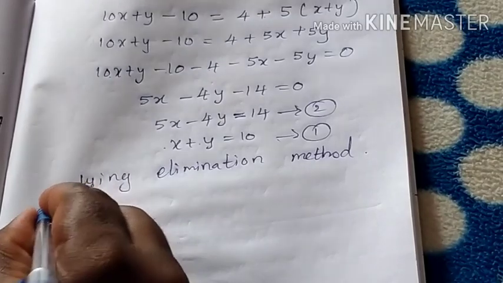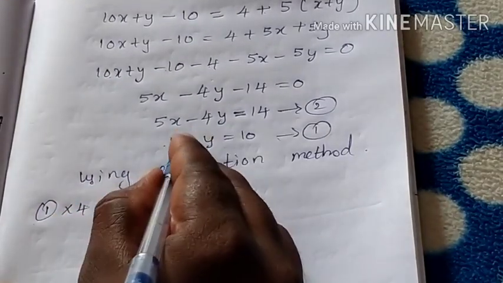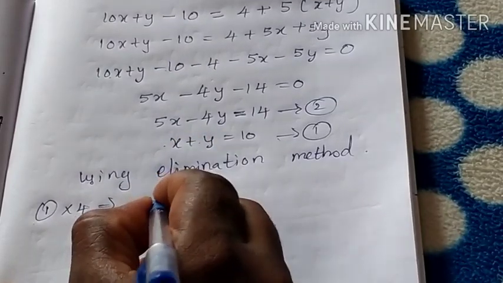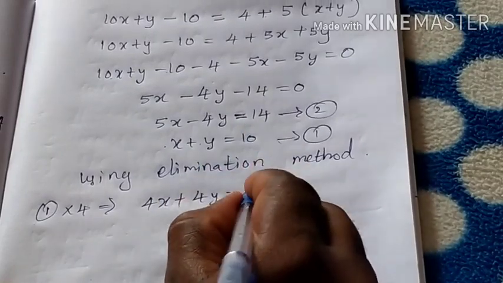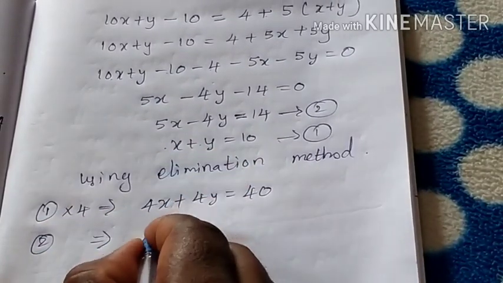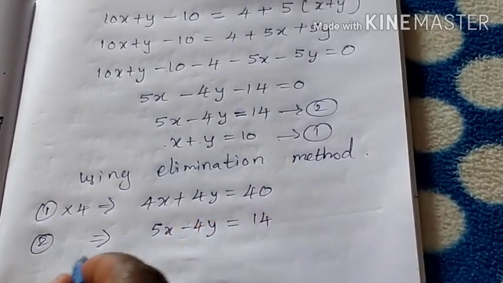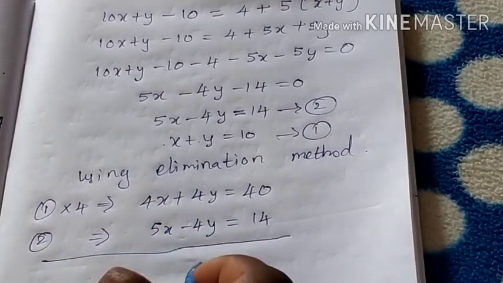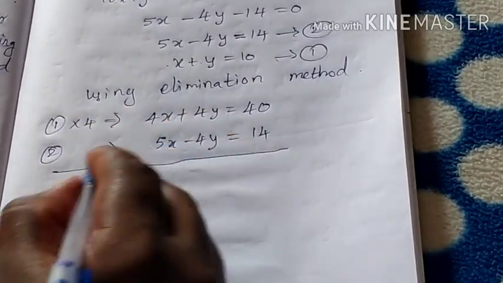The first equation, multiplying by 4. The first equation is x plus y equal to 10. So 4 into x, 4x, plus 4 into y, 4y, equal to 4 into 10, 40. The second equation implies 5x minus 4y equal to 14. Already we get the opposite sign, so making the addition, we easily eliminate the y variable.